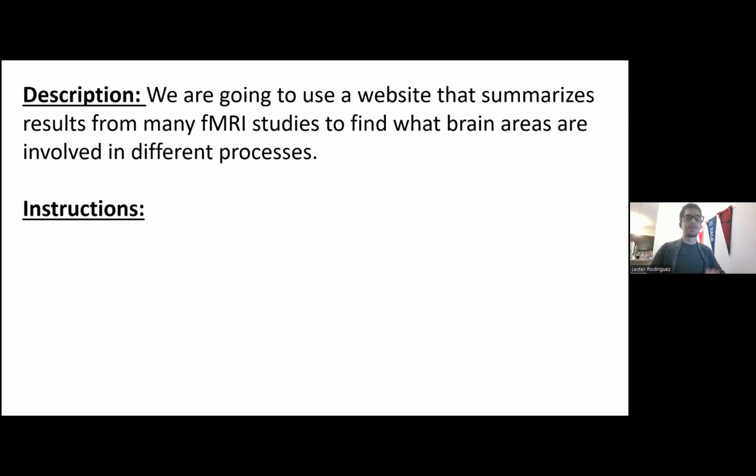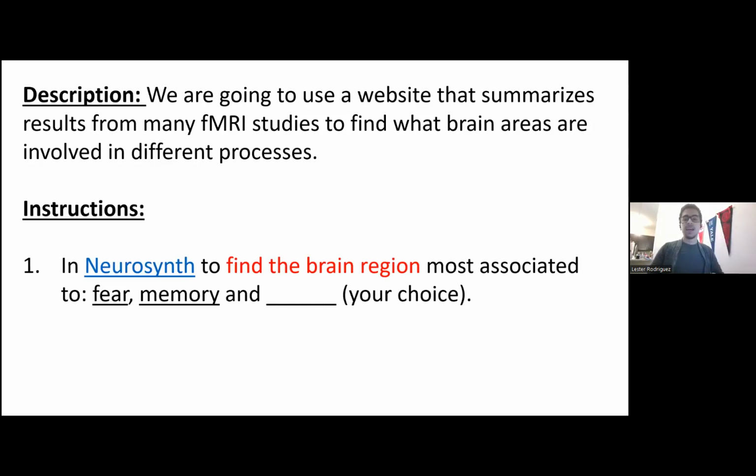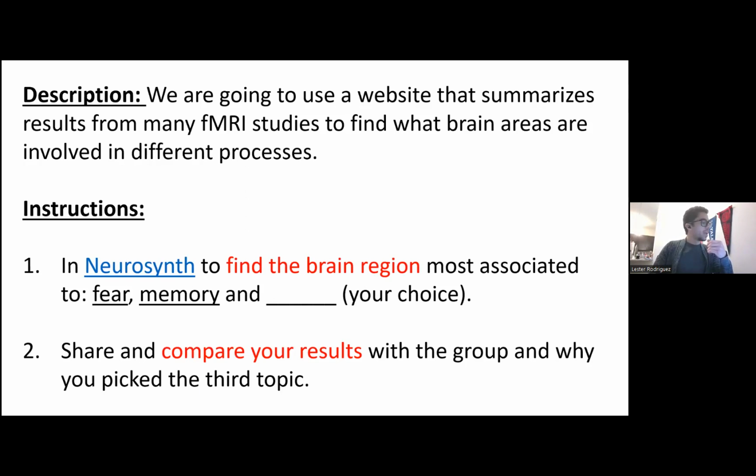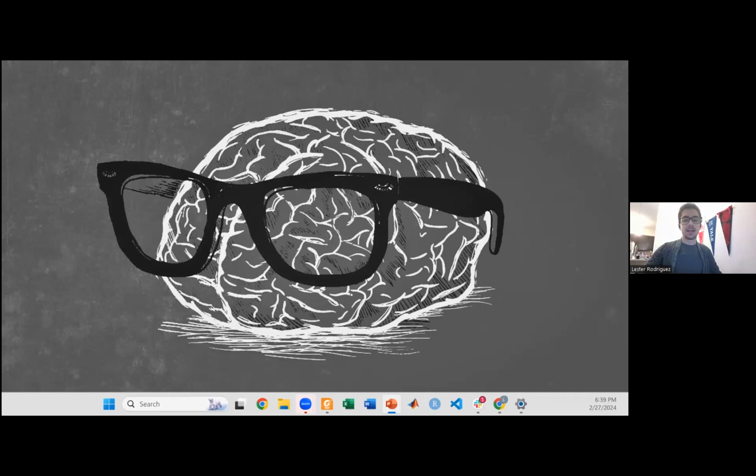And so the instructions are, we're going to go into this website and we're going to find the brain region associated to fear, the brain region associated to memory, and then let everybody pick some other topic that they're interested in, and they can search it and see if anything comes up. Now remember, whether or not your option appears depends on how many studies people have done looking at that topic. And then we're going to share and sort of compare what people found. So I will copy the link for the website into the chat, and then I'll sort of go through it myself and kind of show everybody what it looks like.